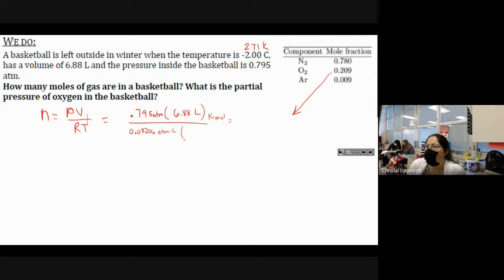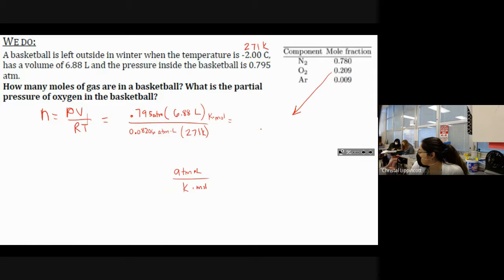The unit for the gas constant is atm liters over K moles. So this ends up staying with the number, and this part goes on the opposite side. Atm liter, yeah, atm and then a dot and liter.